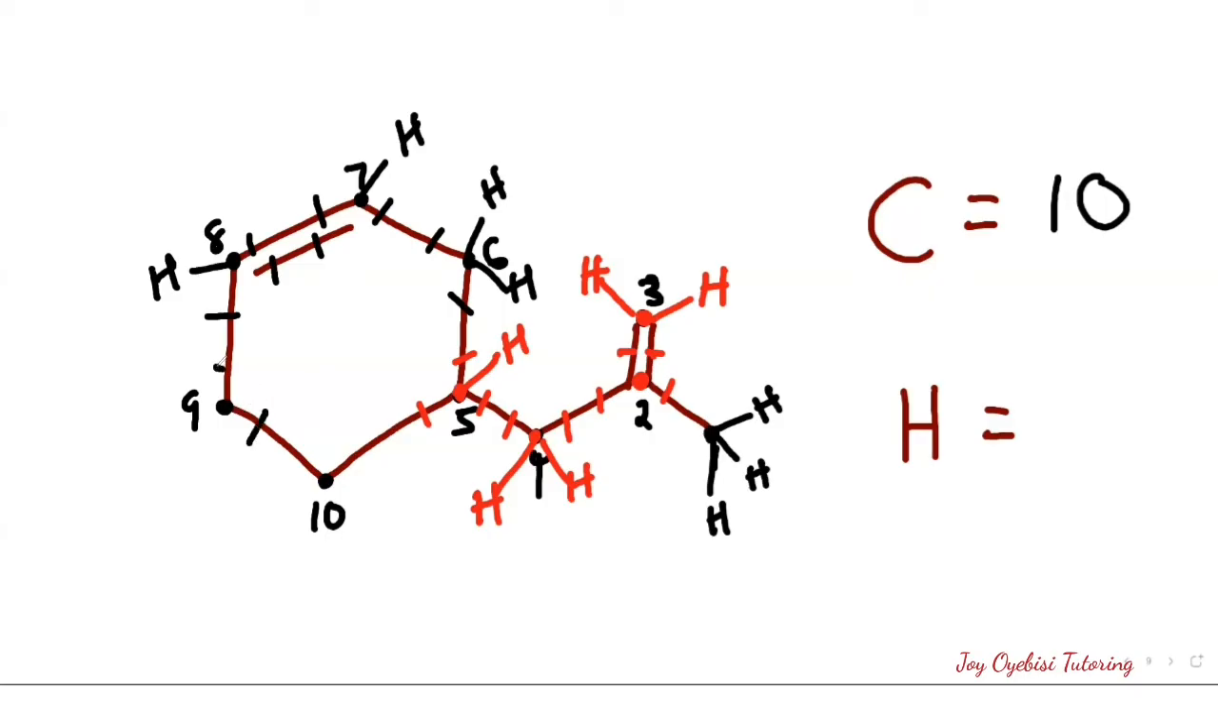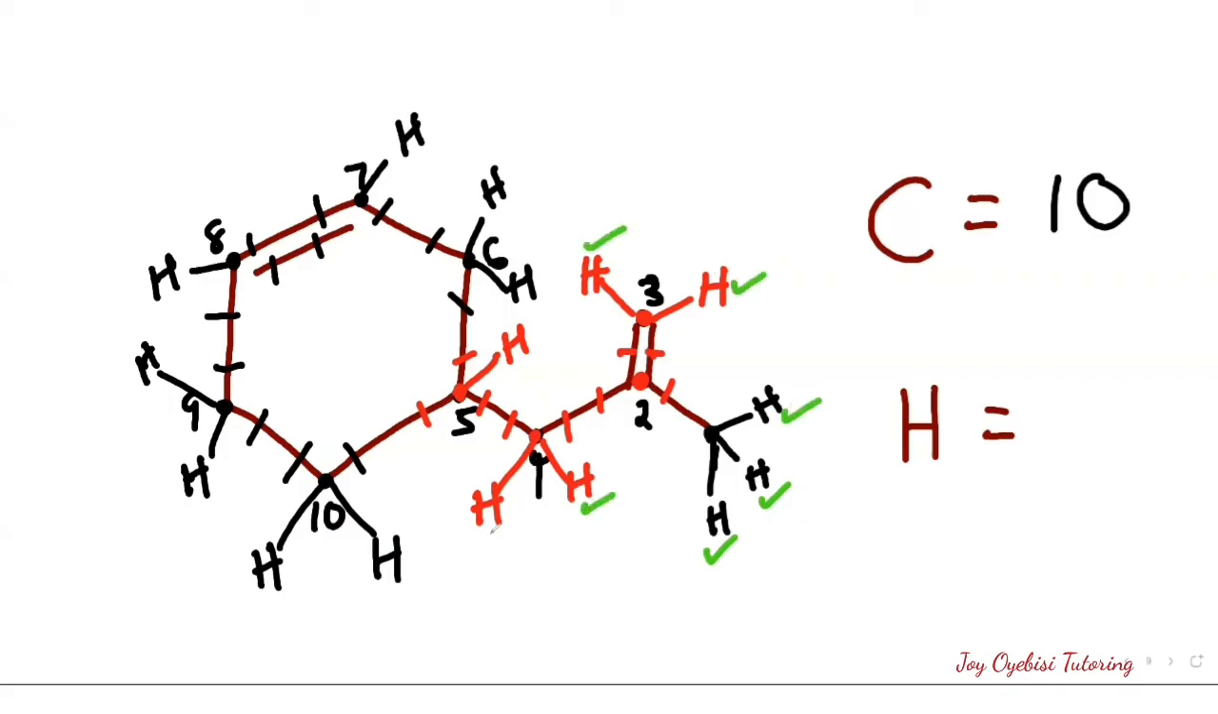Nine, I have one and two. There's going to be two hydrogen. Okay. Then for 10, I have one and two. There's also going to be two hydrogen. So now I think we've gone across all the carbons. We then count. So this is going to be 1, 2, 3, 4, 5, 6, 7, 8, 9, 10, 11, 12, 13, 14, 15, 16. Okay, so we have 16 hydrogens in total.